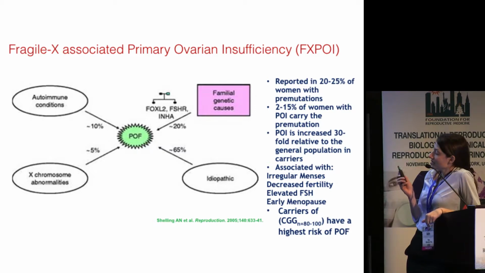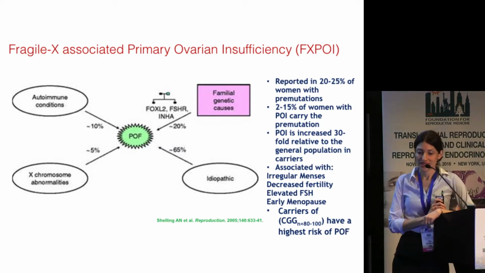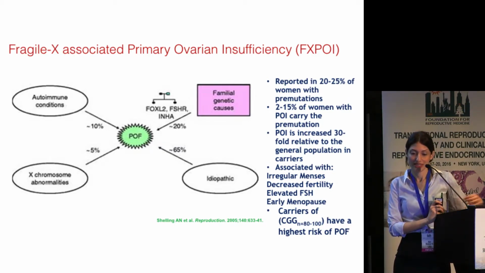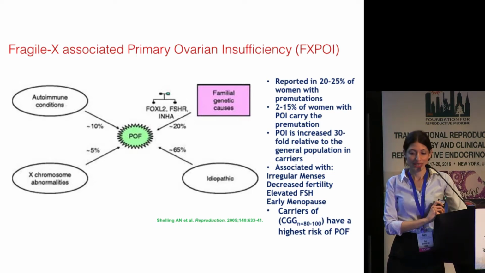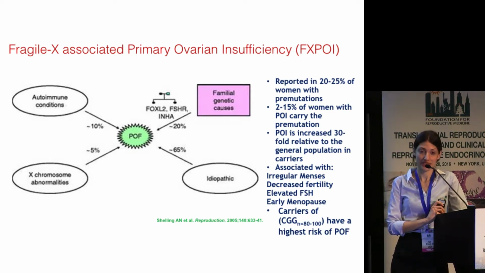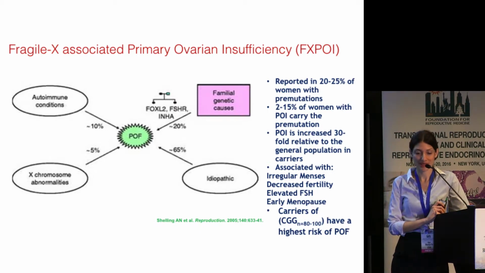So Fragile X associated primary ovarian insufficiency is reported in 20 to 25% of women with premutations. Conversely, 2 to 15% of women with POI carry the premutation. POI is increased up to 30-fold relative to the general population in carriers. And Fragile X POI is associated with irregular menses, decreased fertility, elevated FSH, and early menopause.